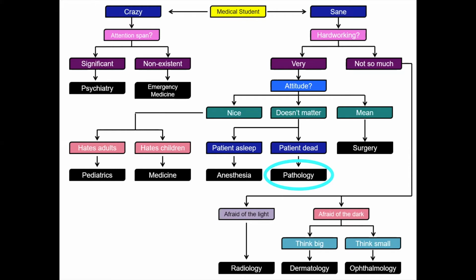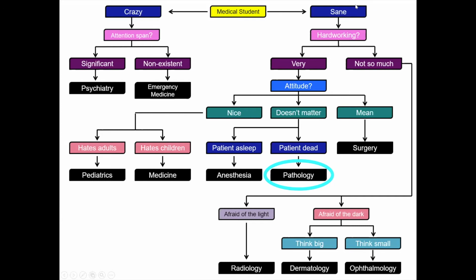Hold on one second. This is built on lots of urban legends, but it still has a little bit of use because some of it's true. So let's say you're a medical student, you're sane, you're hardworking, and we're just going down this flow chart. I hope you can see my mouse. Your attitude is nice. You hate adults, pediatrics is for you. Or let's go this one, you're a sane medical student who's hardworking, maybe not so much hardworking. You don't like the light, then go to radiology.